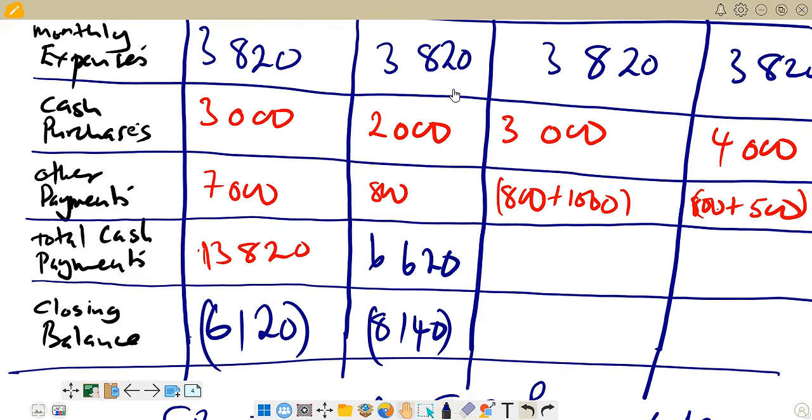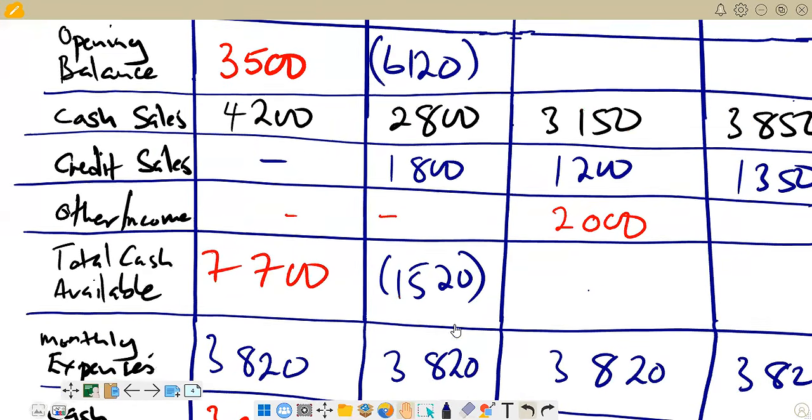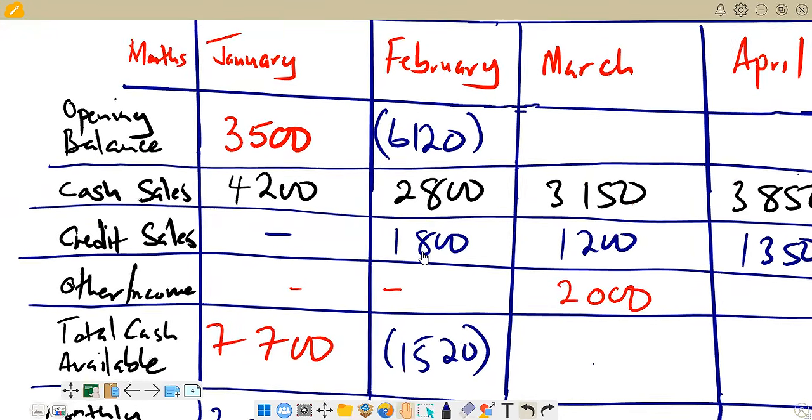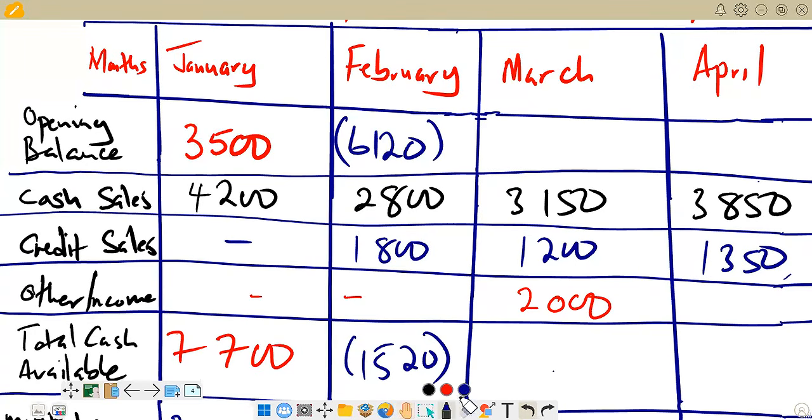That is March. So you go up there to put it there. So you've got a negative, which is in brackets, 8,140. So for total cash receipts, we are saying negative 8,140 plus 3,150 plus 1,200 plus 2,000. And then the figure that you are getting there is negative 1,790. Negative 1,790, which is shown again in brackets.